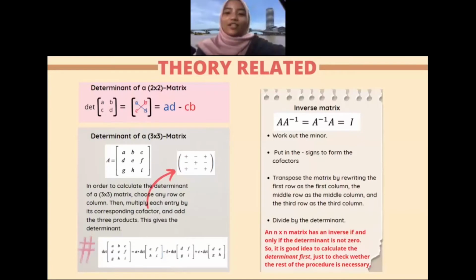Okay, the theory related to our project is determinant of a 2 by 2 matrix, which is, if you can see the formula on the screen, for a 2 by 2 matrix, we need to multiply A and D and then minus C multiplied by B.